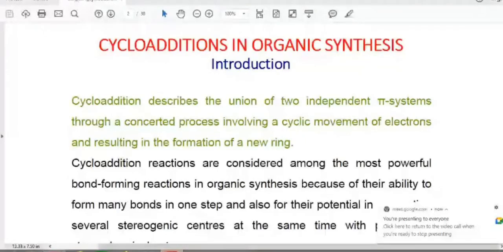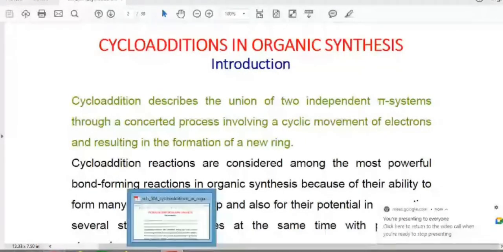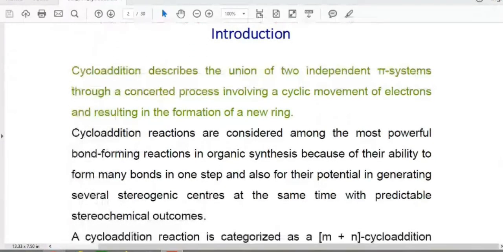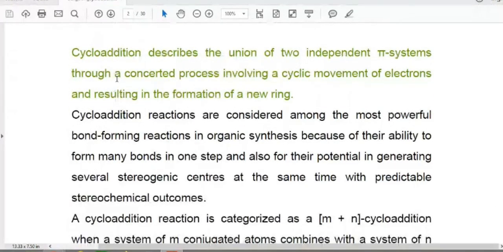Cycloaddition reactions in chemistry, especially in synthetic chemistry. Cycloadditions in organic synthesis. Cycloaddition reactions describe the union of two independent pi bond systems through a process that involves a cyclic movement of electrons and results in the formation of a new ring.